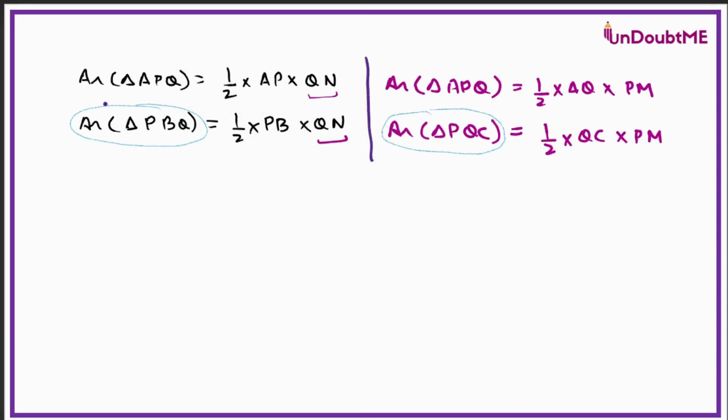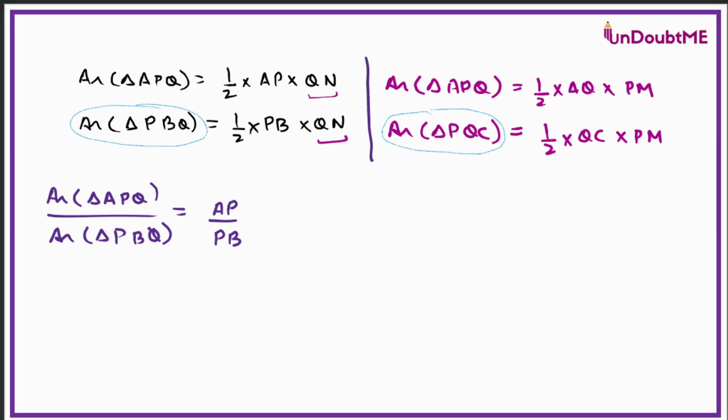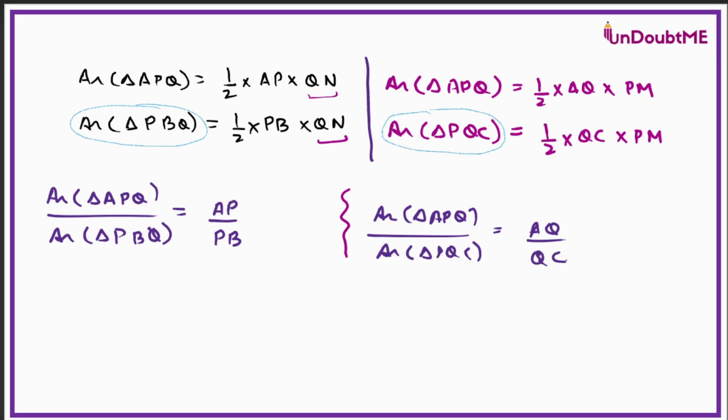We will be dividing the two black equations, so that will give me area of triangle APQ over area of triangle PBQ, and that will give me half gets cancelled, QN gets cancelled, that will straight away give me AP over PB. Similarly, when I will divide both pink equations, I will get area of triangle APQ over area of triangle PQC is equal to half cancel, PM cancel, it will be AQ over QC. Now let's say this is equation number 1, this is equation number 2.